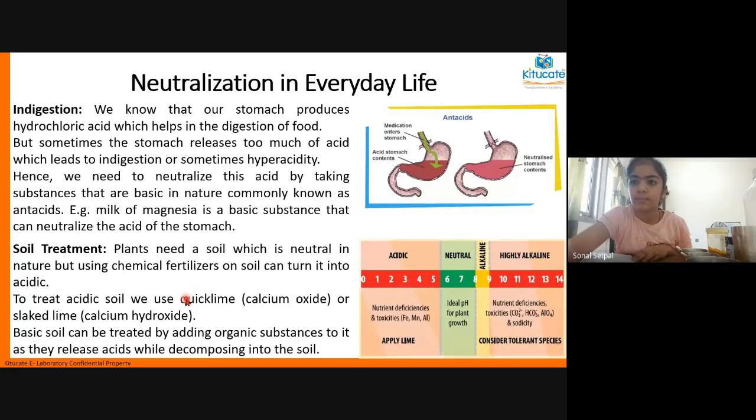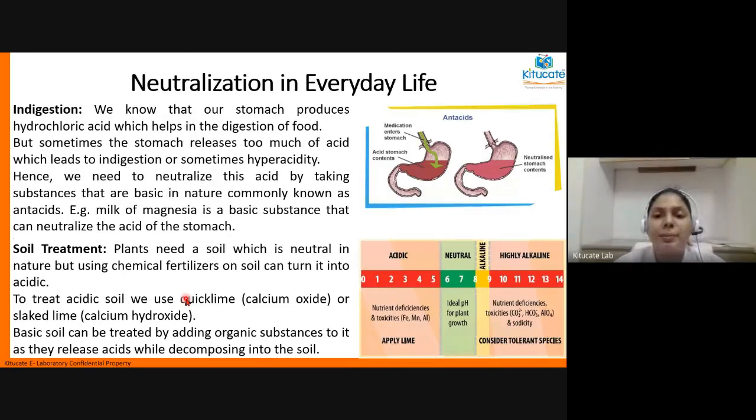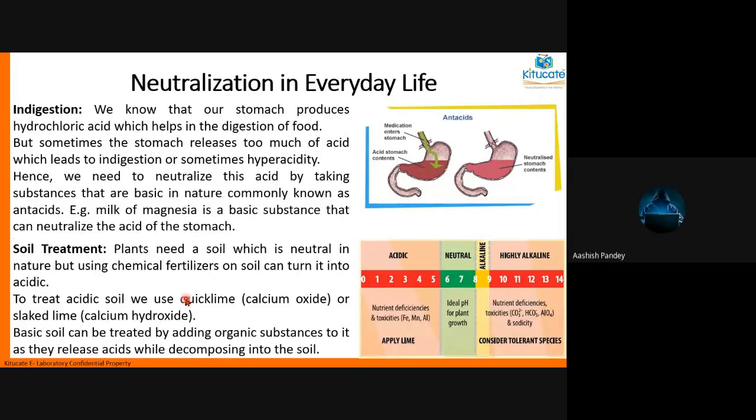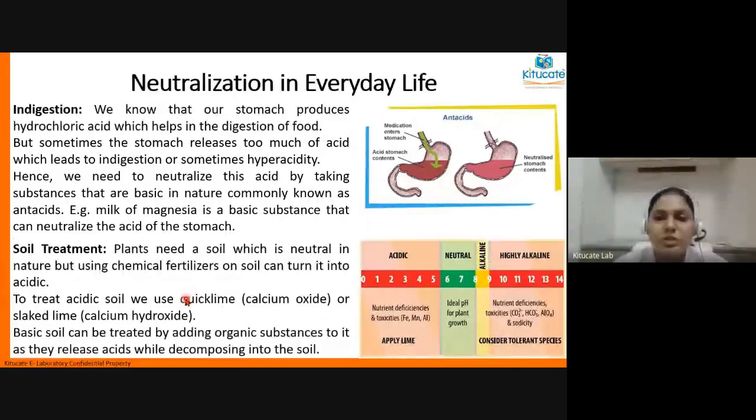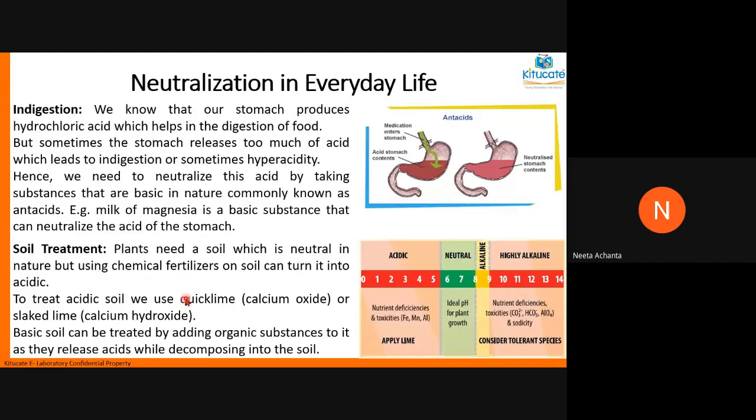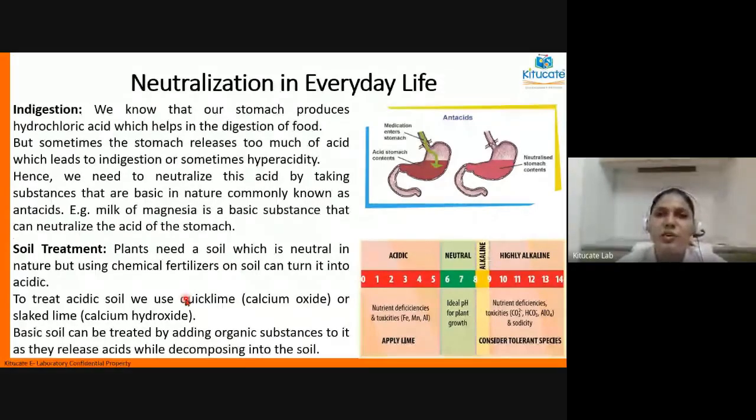Now, what do you think will be the pH of the hydrochloric acid which your stomach contains? Is it a weak acid or is it a strong acid? Ma'am, it's a strong acid. Very strong acid. Okay, it's a very strong acid. So the pH ranges from 1.5 to 2.5. That is the acidity level or the pH of the hydrochloric acid which is in your stomach.